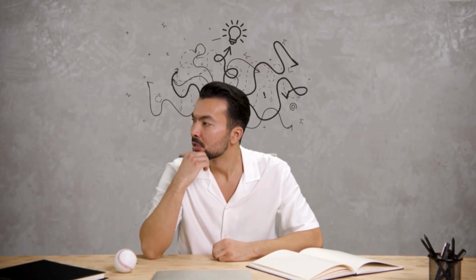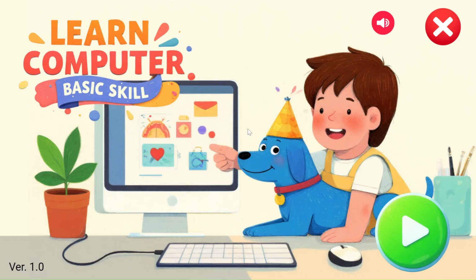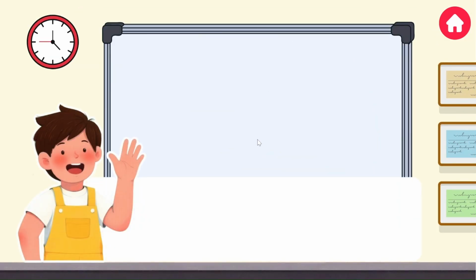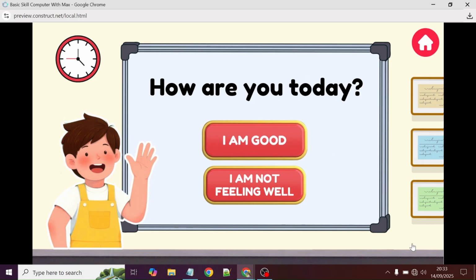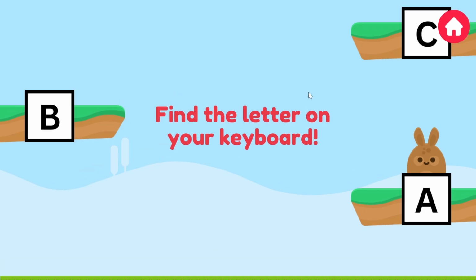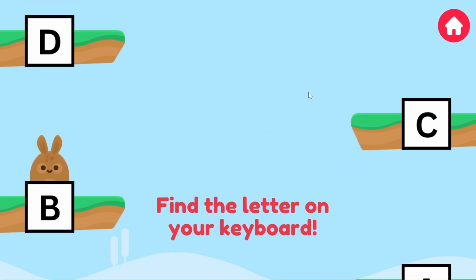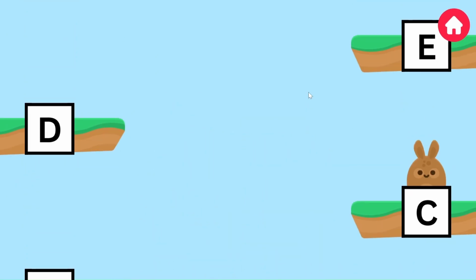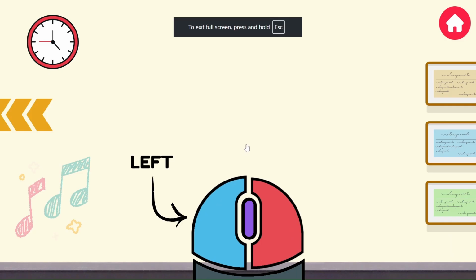This is why I decided to develop my own desktop application. This application combines both mouse and keyboard practice into one platform. It can run completely offline, so even schools without internet connections can use it. And most importantly, the exercises are designed specifically to match the abilities of primary 1 students.